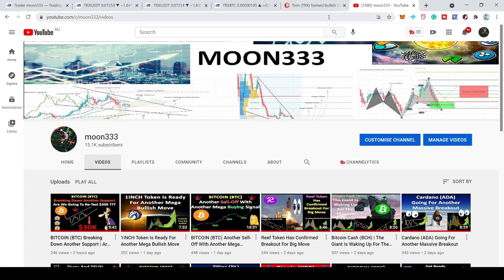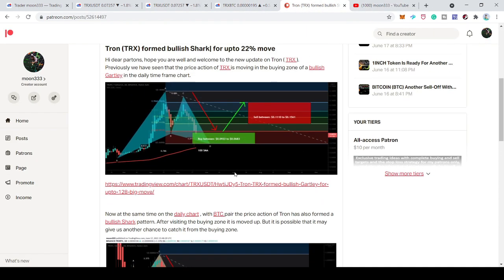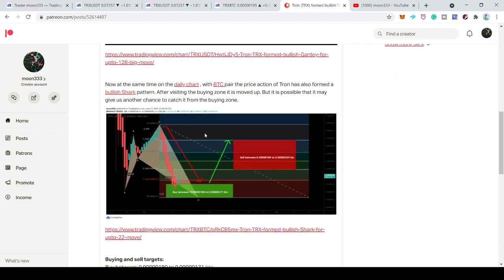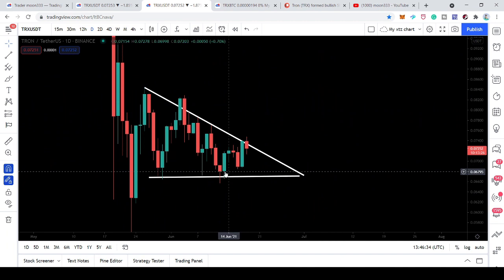Today I want to show you a powerful bullish reversal setup that Tron has completed with the US dollar pair and with the Bitcoin pair as well. Against the US dollar, it has completed a harmonic bullish reversal Gartley pattern, and with the Bitcoin pair, it has completed a harmonic bullish reversal shark move, and it has also formed a symmetrical triangle as well.